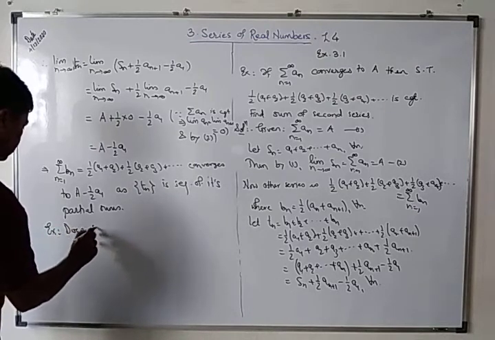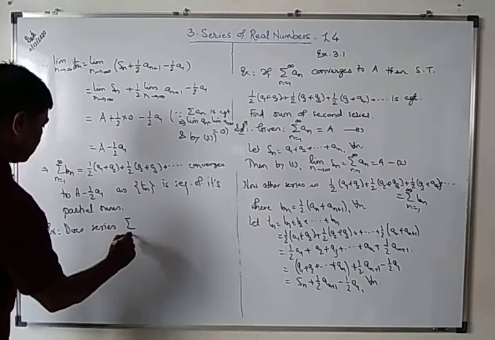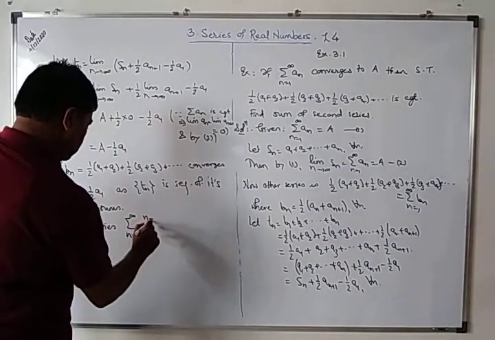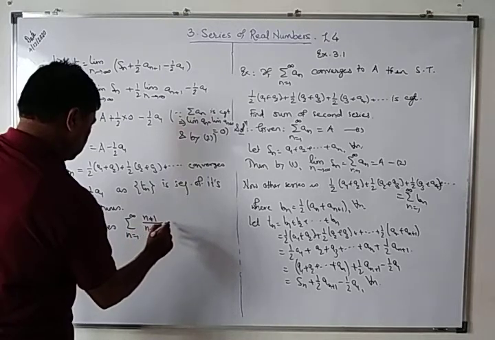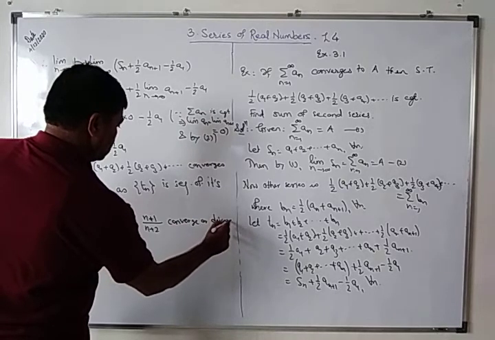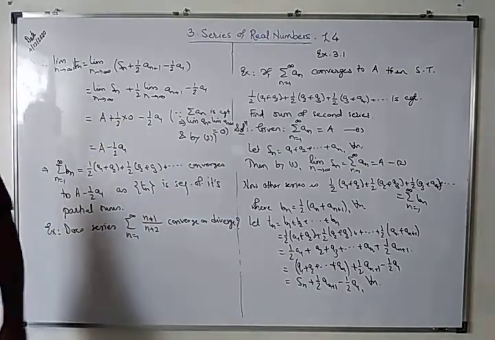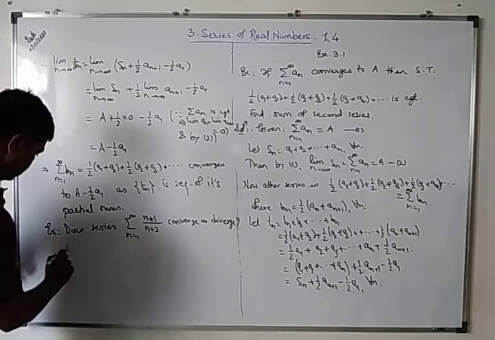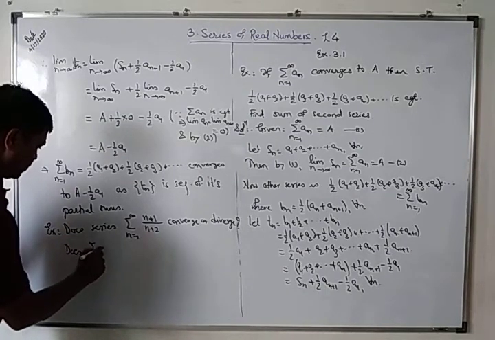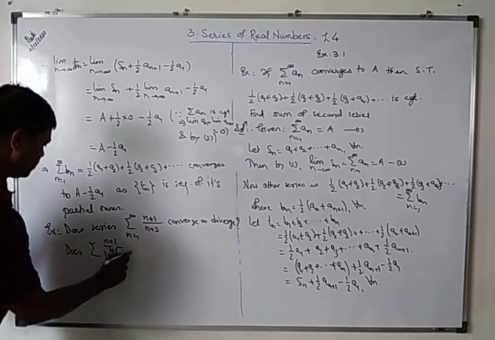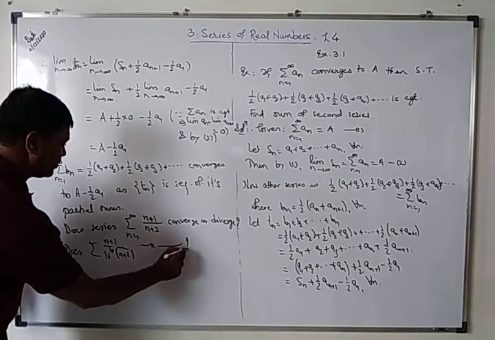Does the series summation n equal to 1 to infinity of (n plus 1) upon (n plus 2) converge or diverge? Does summation of (n plus 1) upon (10 raised to 10)(n plus 2) converge or diverge?